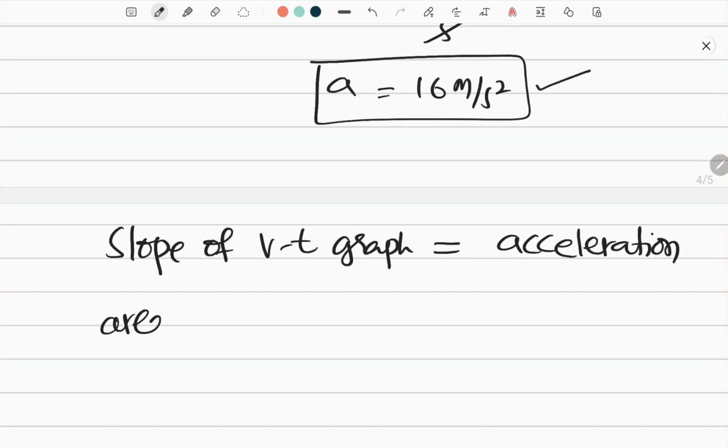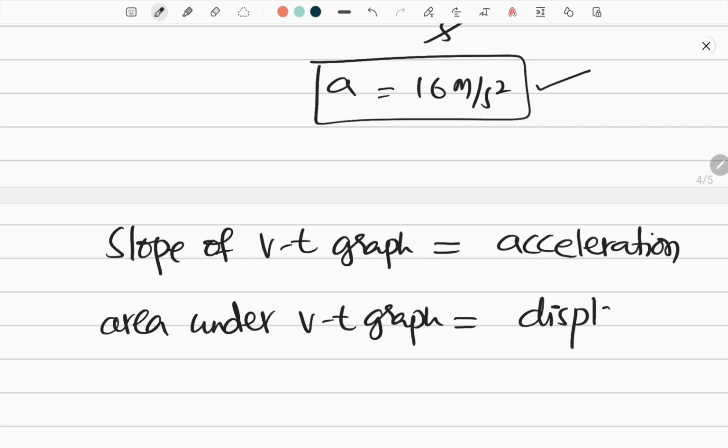And if you are finding out the area under a VT graph, you are going to get the value of displacement. This is the main motto of making these videos, and I have given one homework. Please comment down the answer, whatever displacement comes.